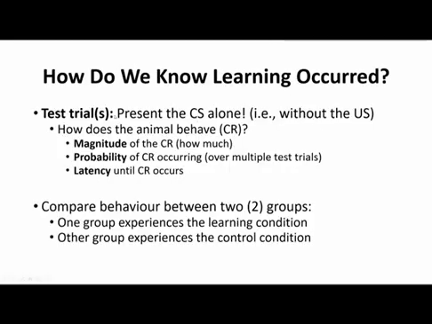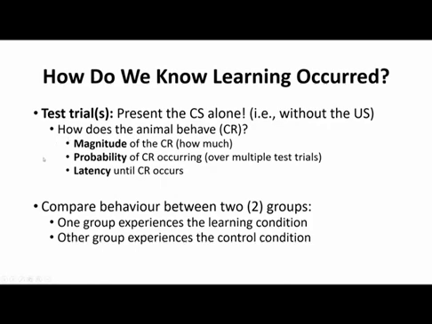Okay, so how do we actually know that learning has occurred? I think I might have mentioned it in the past, but we're almost always going to see training followed by testing. And the testing usually occurs in extinction. Basically, you're going to present the conditioned stimulus alone, where it isn't followed by the unconditioned stimulus. Because we want to see, how does the animal behave to just the conditioned stimulus? So what is our conditioned response? And it's really hard to get a clear picture of that if we're still presenting that unconditioned stimulus as well.